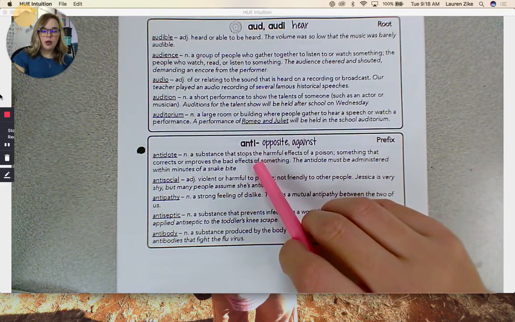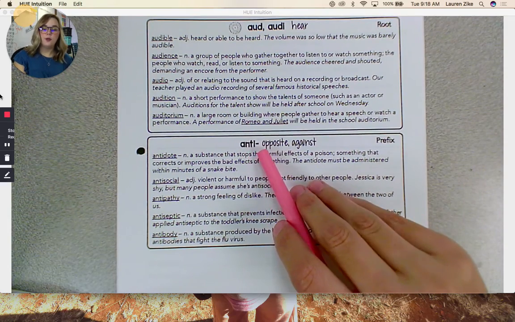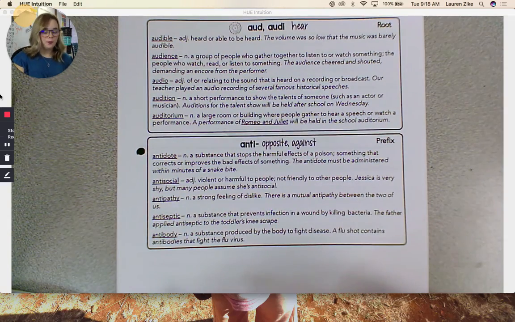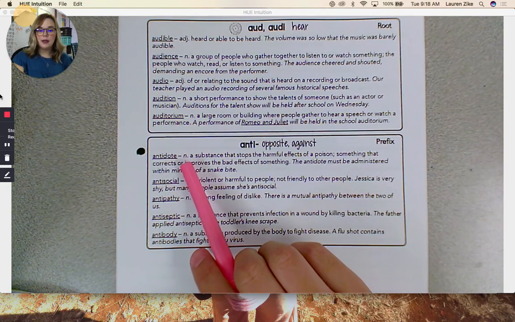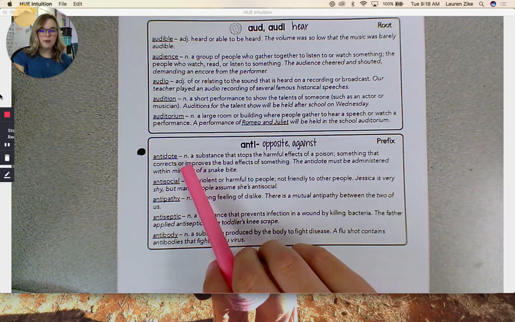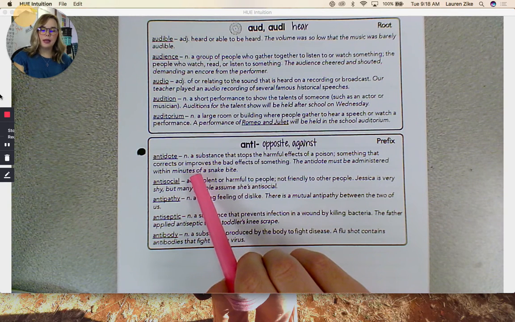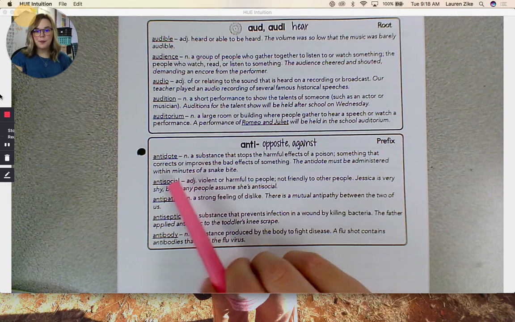And then for our prefix this week, we have anti, which means opposite or against. So our first word is antidote. That is a noun. It's a substance that stops harmful effects of a poison or something that corrects or improves the bad effects of something. So like an antidote for a snake bite.